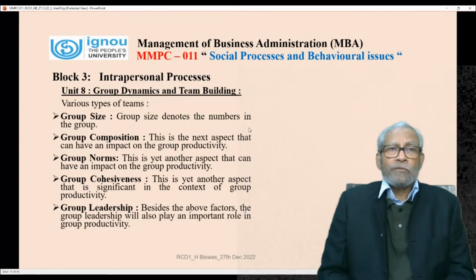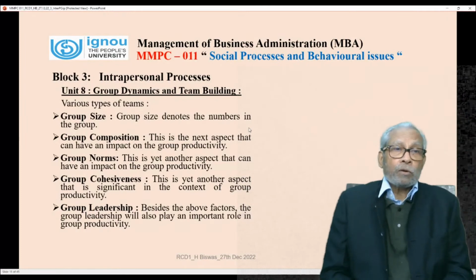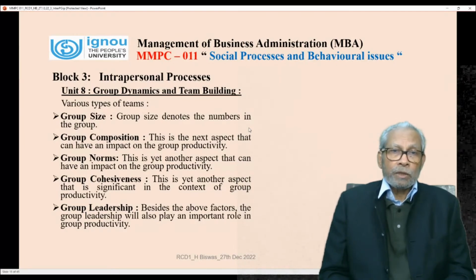Now, group, various types of teams. Now we are talking about the teams. Here, group size denotes the number of the group. How many groups are there? Then accordingly you can abstract how many employees are involved.